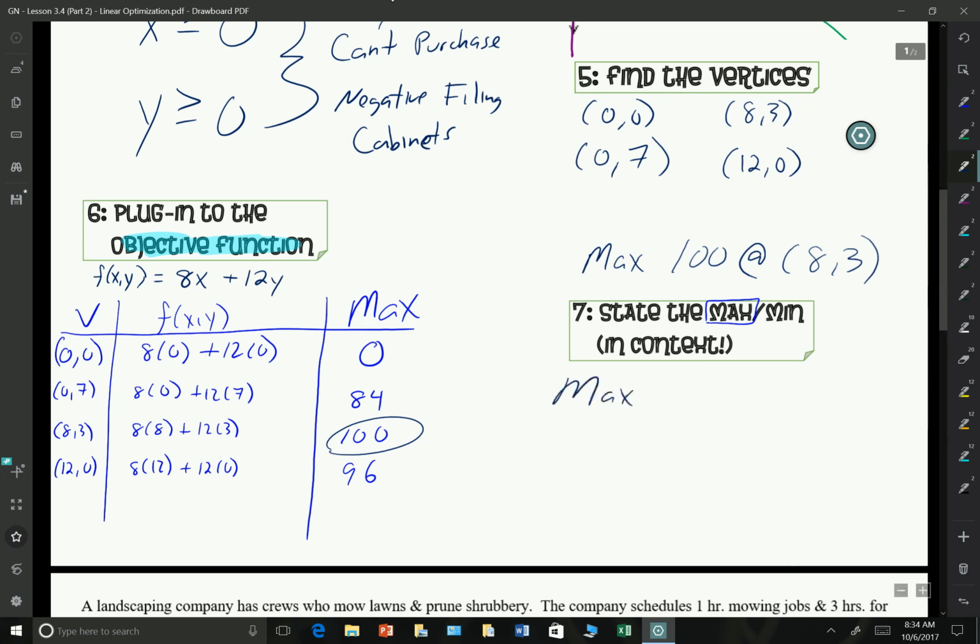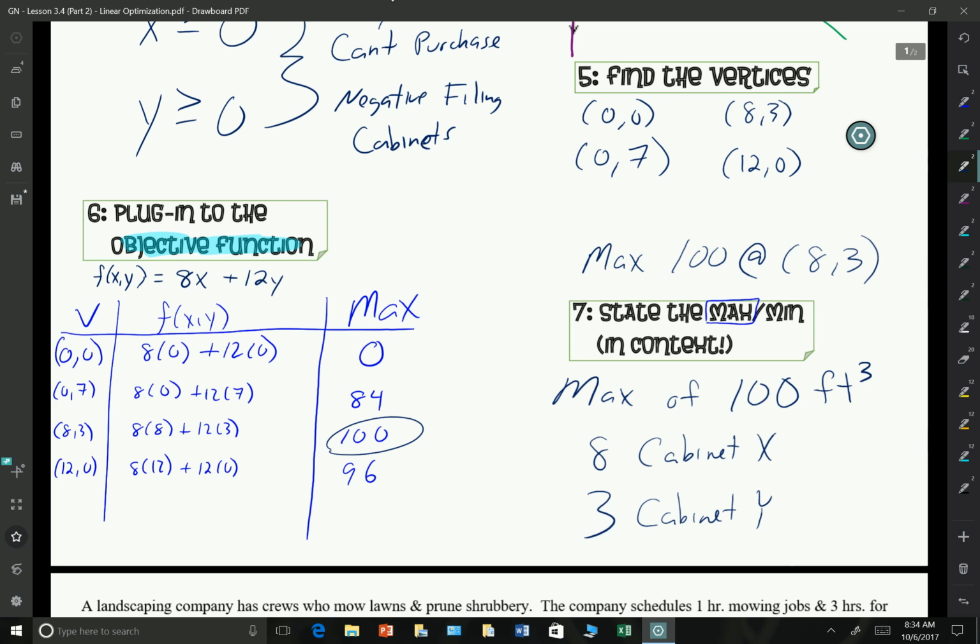What does 100 represent? What's the units? Cubic feet. So I write down feet cubed for cubic feet. Now, how do you get that maximum storage? How many cabinet X's do you buy? 8. How many cabinet Y's do you buy? And there's your context for your answer. You're just putting the units back. Instead of leaving it as a coordinate, you're telling me that 8 represents the number of cabinet X's you buy, 3 represents the number of cabinet Ys. The 100 is cubic feet.